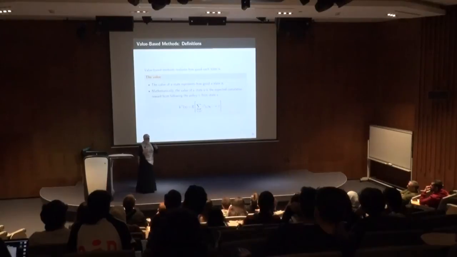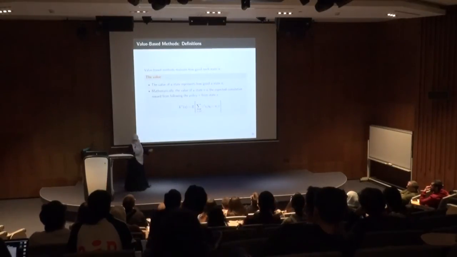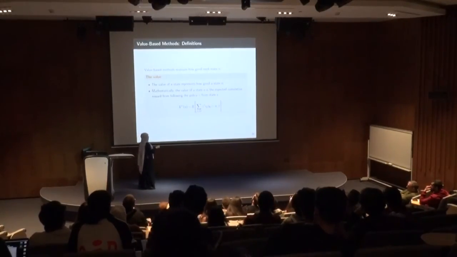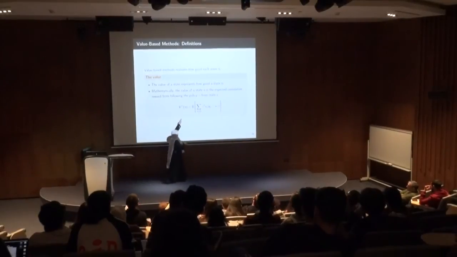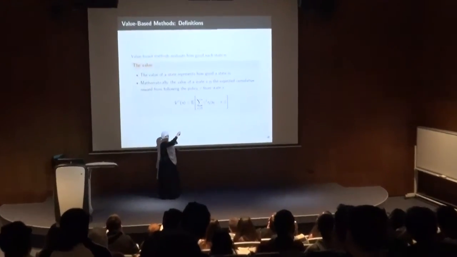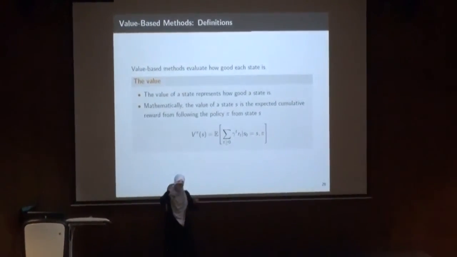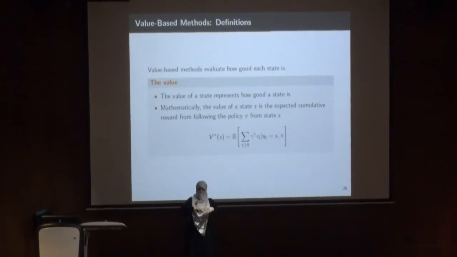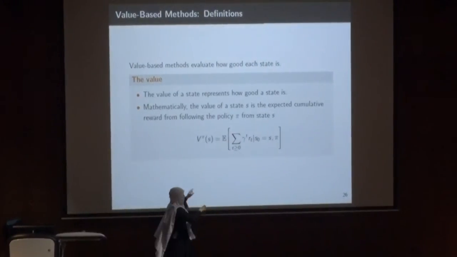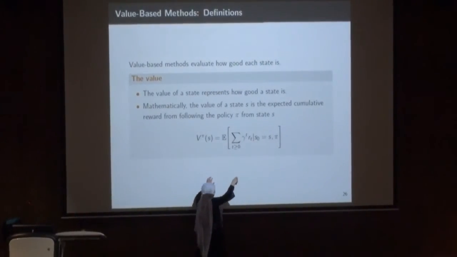Okay, so we introduce what we call the value of a state. The value of a state given a policy pi is the expected value of the reward that I can get given that I am in a certain state, right? So mathematically, it's the expected value of the summation of the rewards given that my start state is S and I executed the policy pi.